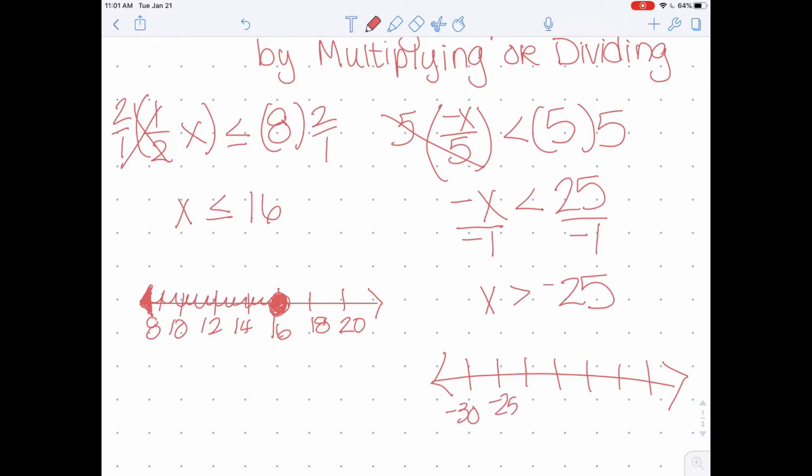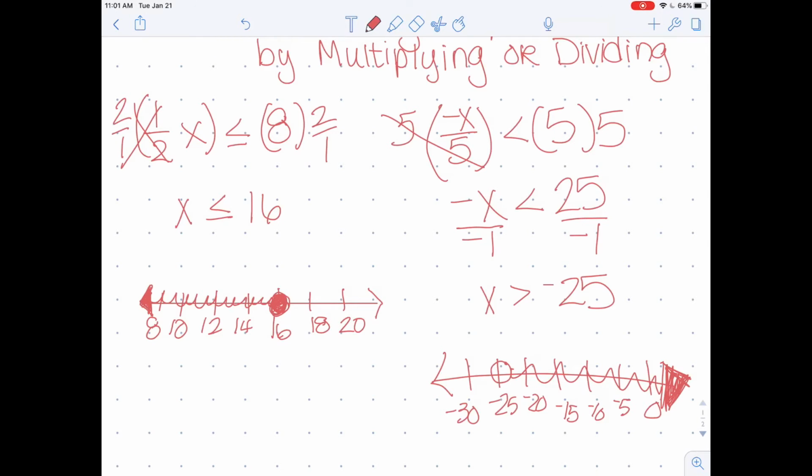So now if we graph this on a number line, say this is negative 30, negative 25, negative 20, negative 15, negative 10, negative 5, 0. Okay, so we're going to circle negative 25. We're not going to color it in because it's not equal to. And the arrow matches greater than, so we're going to go everything to the right. The only kind of tricky rule to remember in multiplying and dividing is that if there's a negative, you have to flip the sign.